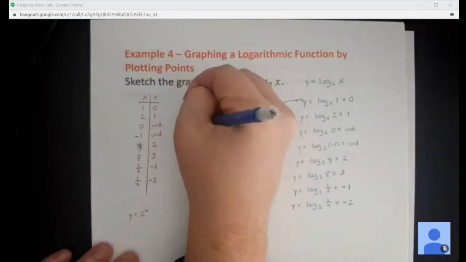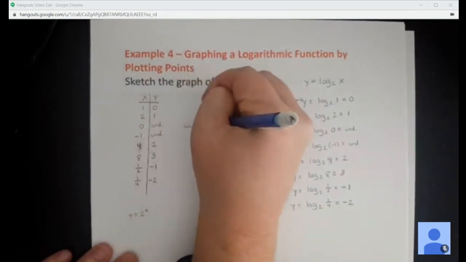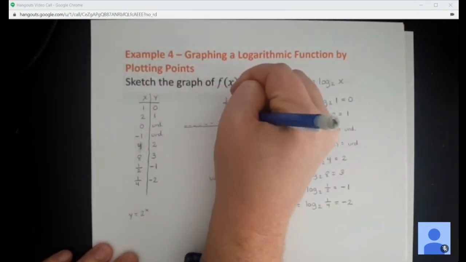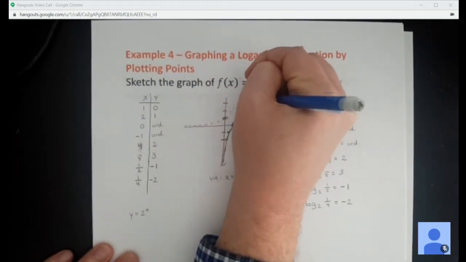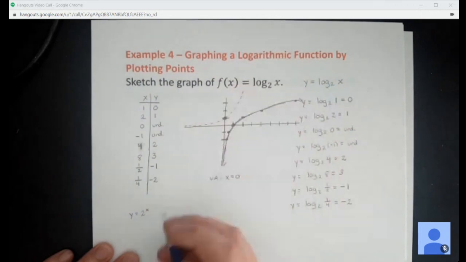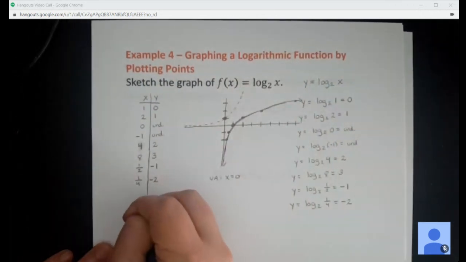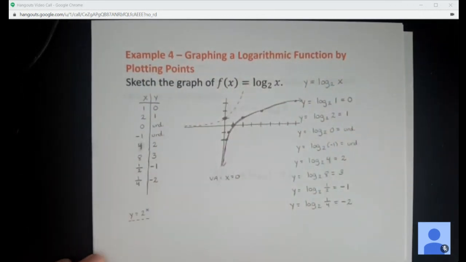So I'm just going to sketch this in here. I'm going to do it as a dashed line so it's clear, right? This is not the function we were graphing before, but this is this function down here now. Okay, the y equals 2 to the x power.